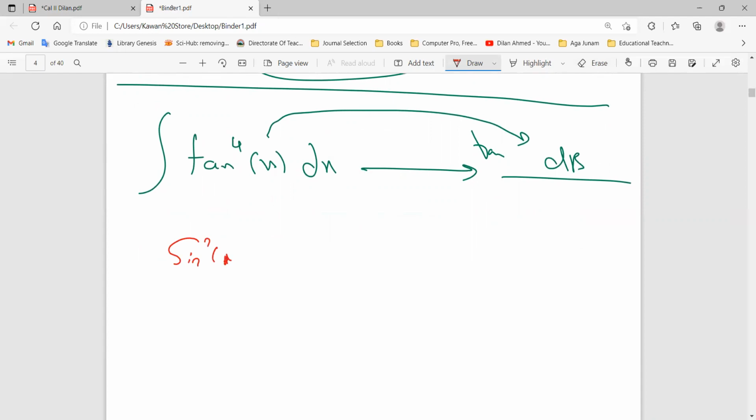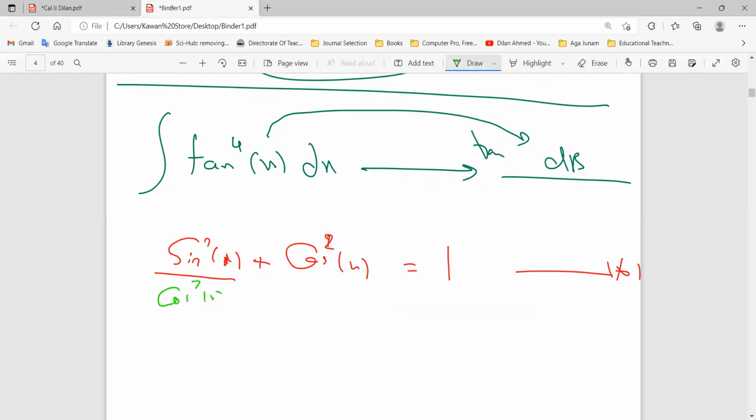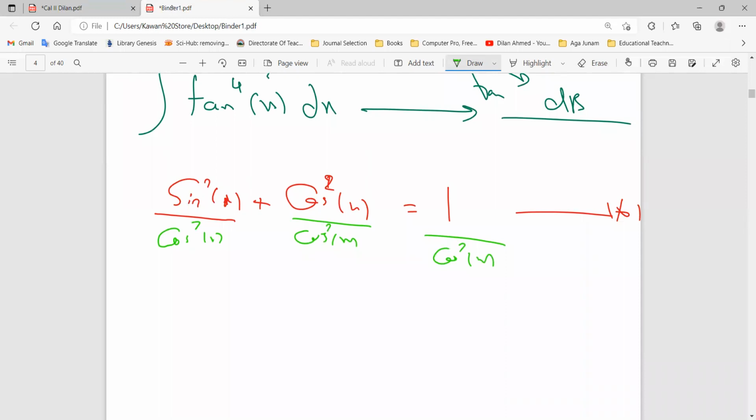Sine square of x plus cosine square of x is equal to what? Okay, good. This is the equation. So I'm going to divide all of them by cosine square. So I'll get what? Sine square over cosine square? Tan square, thank you. So I'll get tan square plus 1 equal to secant square.